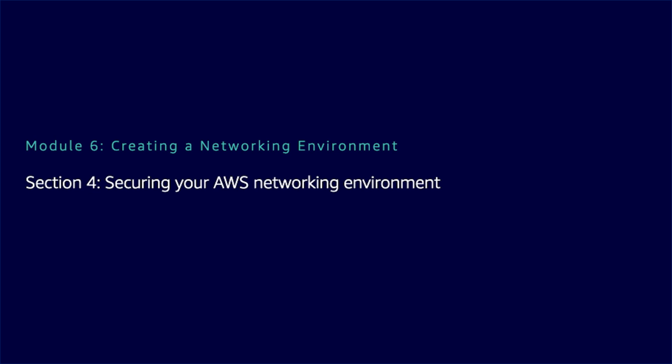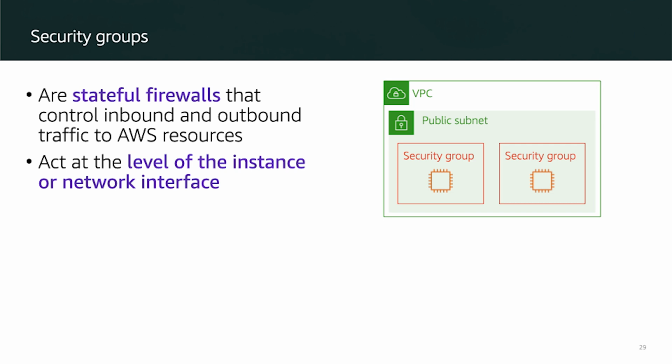So to secure an AWS networking environment, you have to add a security group. Security groups are stateful firewalls that control inbound and outbound traffic to the AWS resources. They act at the level of the instance or the network interface. When you create a security group, by default, it will block all inbound traffic and allow all outbound traffic.